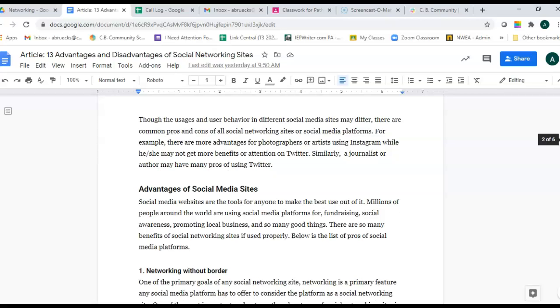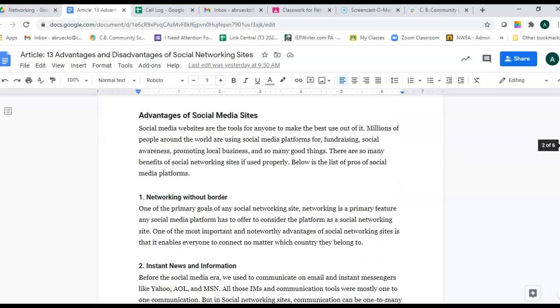Though the usages and user behavior is different, social media sites may differ. There are common pros and cons of all social networking sites or social media platforms. For example, there are more advantages for photographers or artists using Instagram, while he or she may not get more benefits or attention on Twitter. Similarly, a journalist or an author may have more pros of using Twitter. So let's talk about the advantages first.